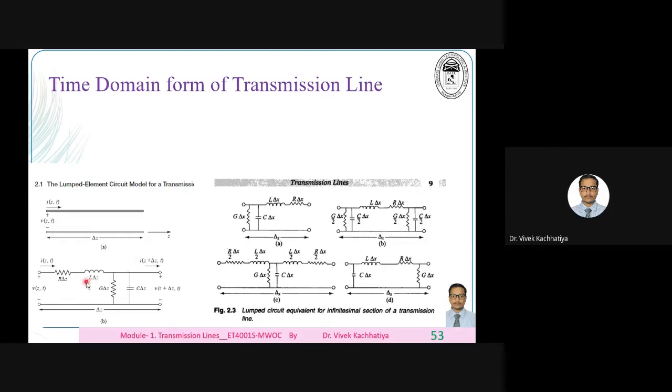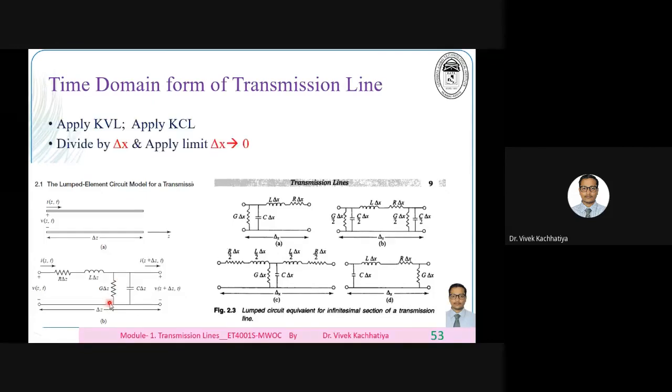Since in Pozar this equation is given on page number 49, you can refer to page 49. You will find only a notation difference: I have used x comma t and delta x as my small section, whereas here it is given as delta z. There will be some notation difference, but it is very easy and you can solve that section. The only correction to the previous slide is that this is the circuit where we have to apply KCL and KVL to get the result. Second, divide by delta x and apply the limit delta x tends to 0, and then you will get the telegrapher's equation.